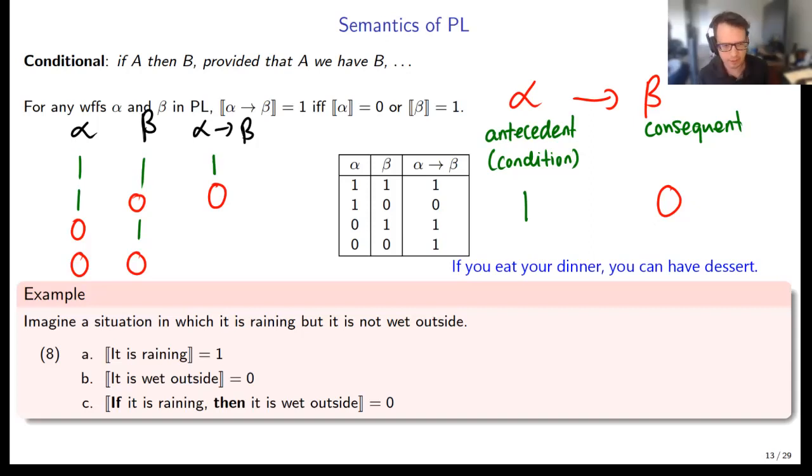Okay. The other situation below, the other example. Imagine I say, if it is raining, then it is wet outside. And it happens to be raining outside, but it's not wet outside. Then the fact that I say, if it's raining, then it's wet outside, this is false because essentially I've made sort of a lie here. I'm saying, if it's raining, then it's wet. Well, it's raining, but it's not wet. Well, then my conditional happens to be false. I've lied in that case. So it's false.